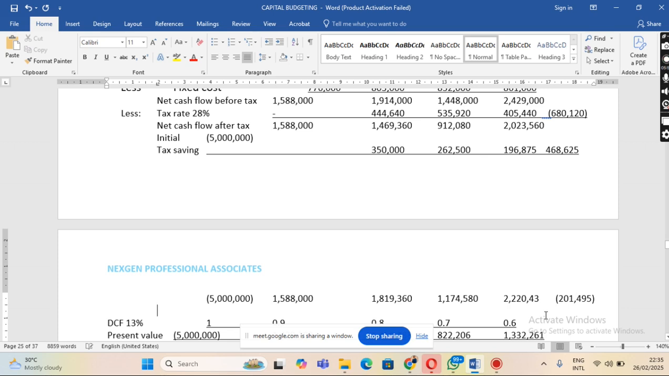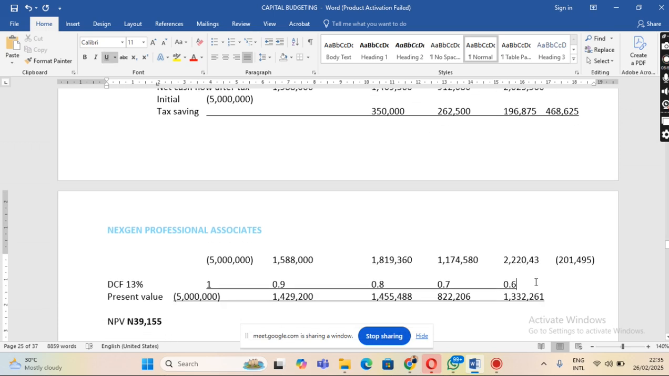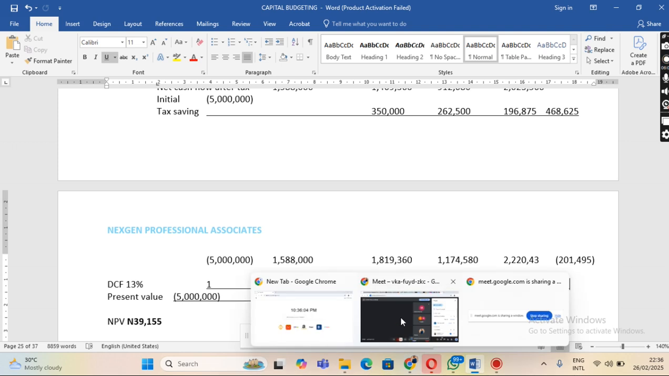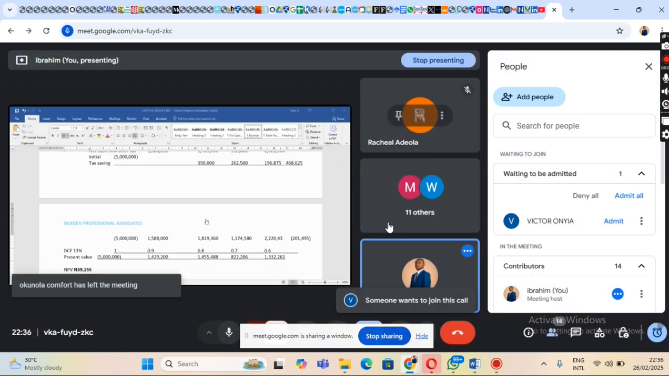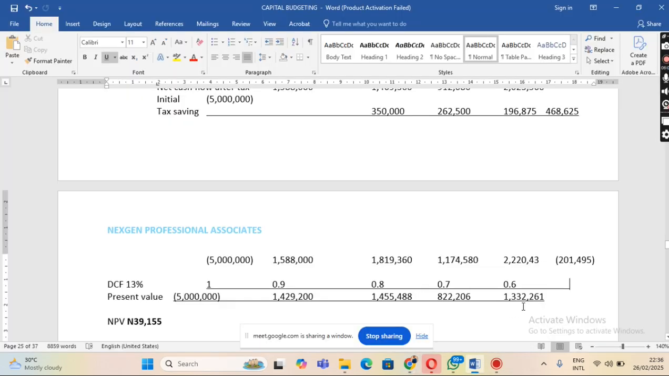Okay. So next, what is the DCF for year 5? 0.5. Okay. Thank you so much. Right. What is the negative figure here? When you multiply, what do you have? 107,748.